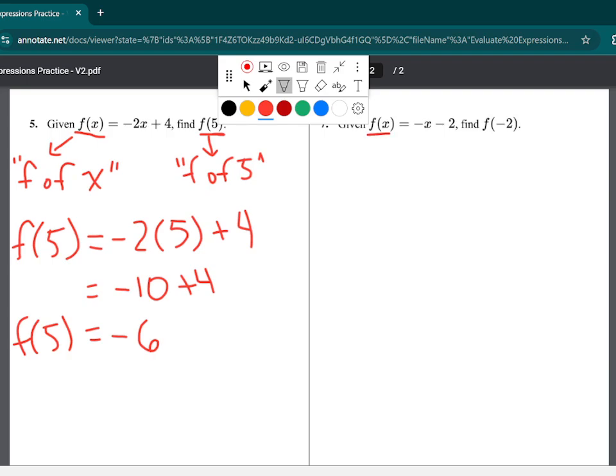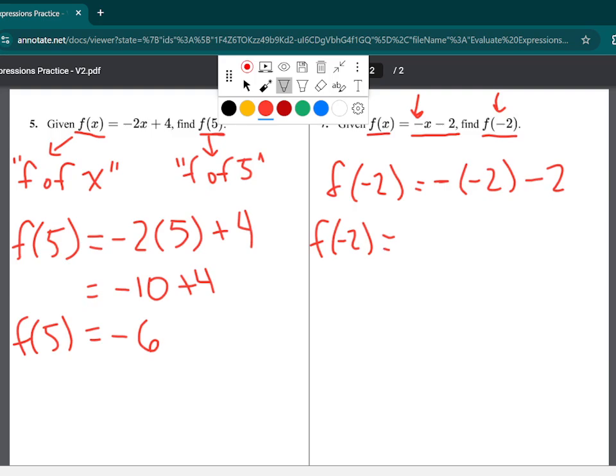Similarly, f of x equals negative x minus 2, and we're looking for f of negative 2. So f of negative 2, be very careful here. There was already a negative in the original function, so when we plug in a negative number, we need both negatives. We need the one from the original and the one from what we're plugging in. That's why parentheses are so important. So f of negative 2, negative negative 2 just gets positive 2, minus 2 equals 0.